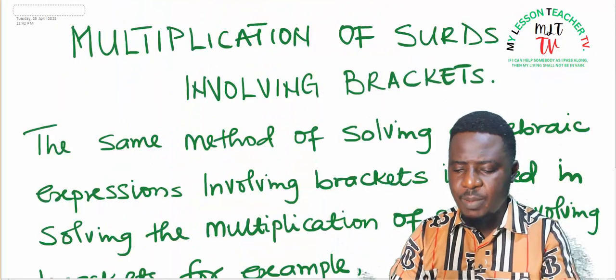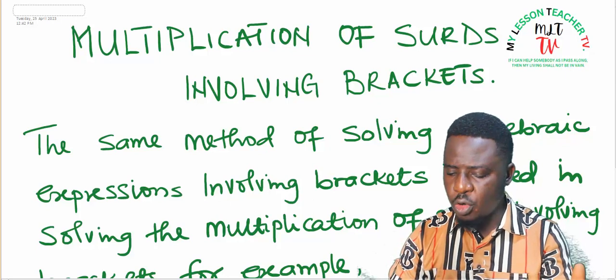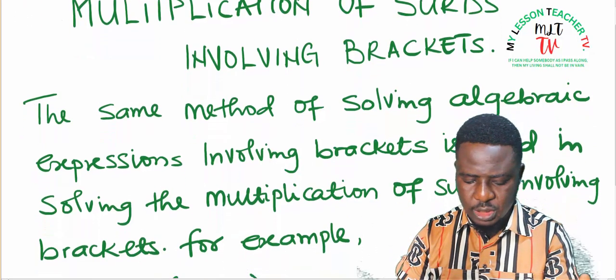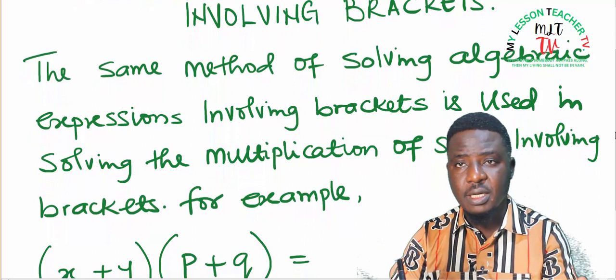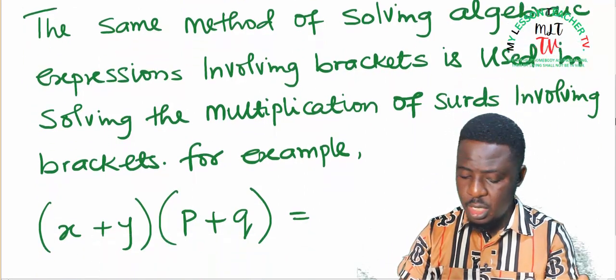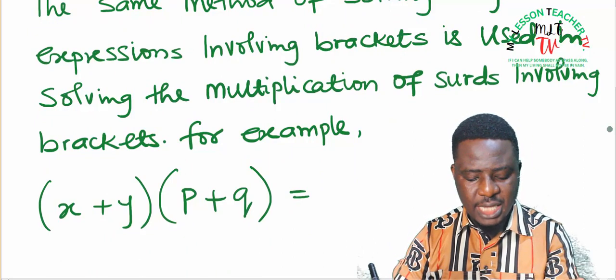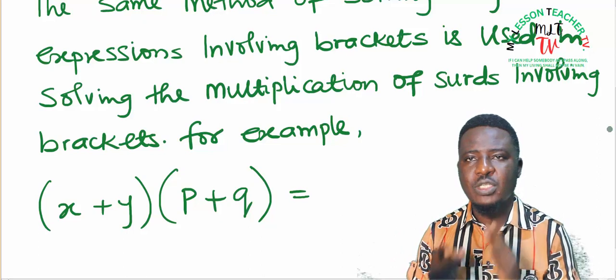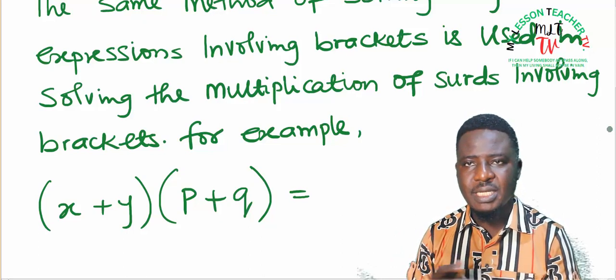For us to be able to multiply surds involving brackets, the same method of solving algebraic expressions involving brackets is used in solving the multiplication of surds involving brackets. For example, we all know that in algebra, if we have bracket x plus y into bracket p plus q, in algebra we are told that you have to split any of the brackets into two and use them in turns to multiply the second bracket.